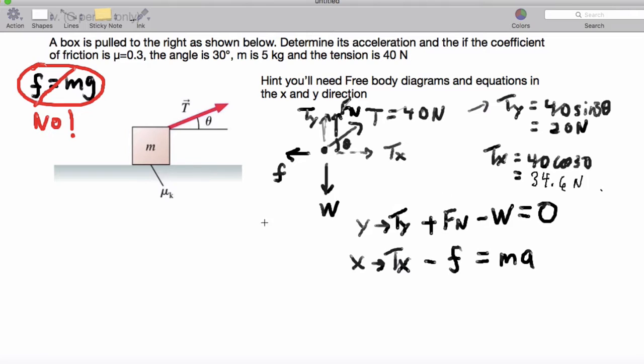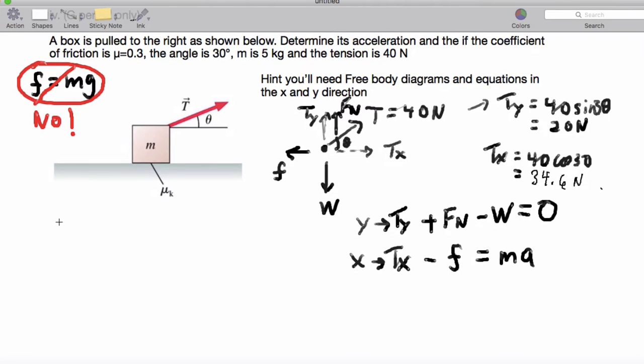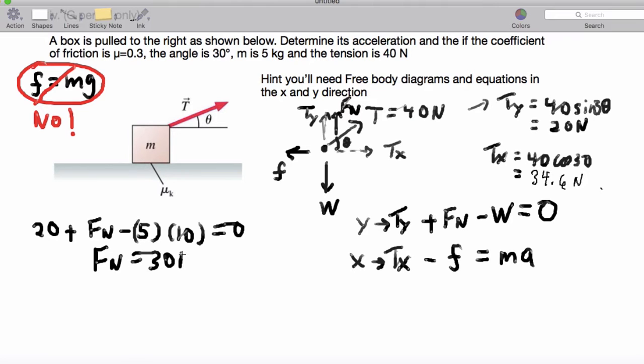All right, now let's plug that into our formulas. So, speaking vertically, we have 20 newtons plus the normal force minus mg, which is going to be 5 kilograms times 10, equals 0. So I'm getting a normal force of 30 newtons.